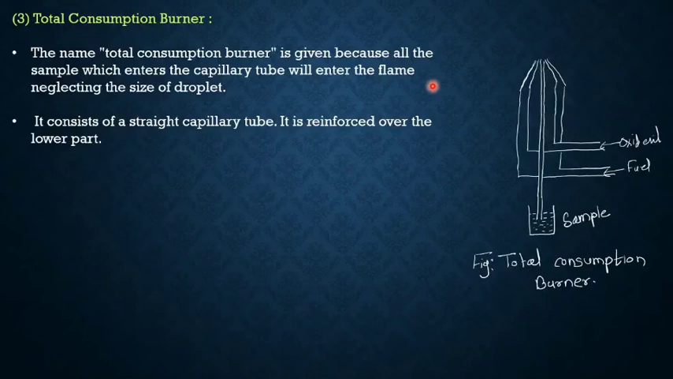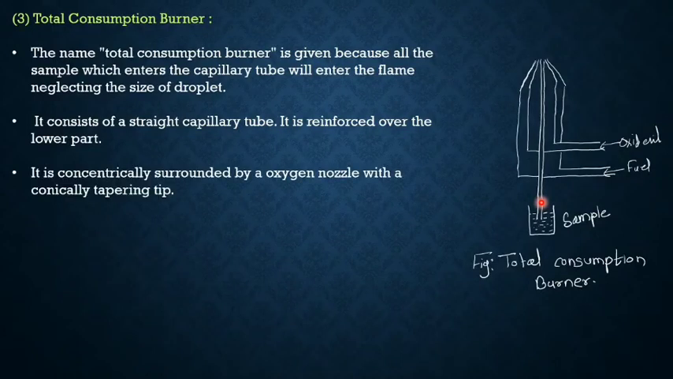Then it consists of a straight capillary tube. Over the lower part, it is concentrically surrounded by the oxygen nozzle. Here it is, the oxygen nozzle. The capillary tube is concentrically surrounded by the oxygen nozzle, with a conically tapering tip.